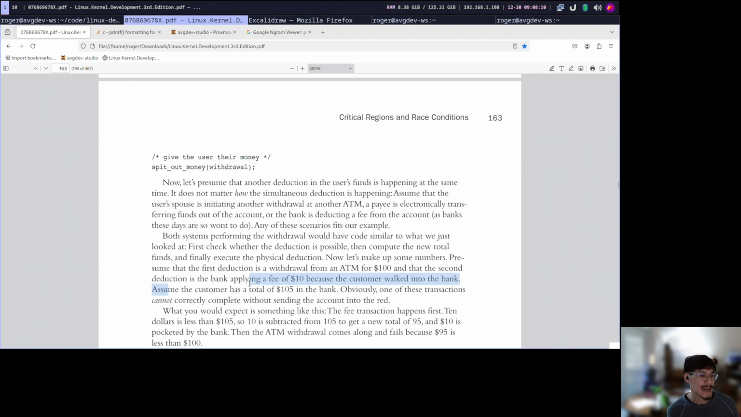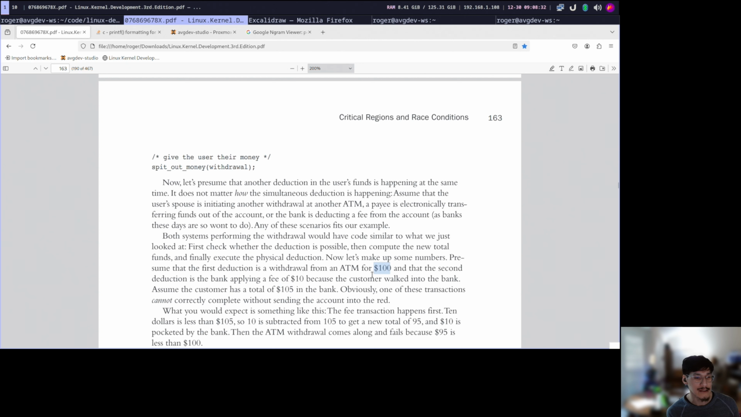Assume the customer has a total of $105 in the bank initially. Obviously, one of the transactions cannot correctly complete without sending the account into the red. So I'm just going to use myself. I have $105 in the bank right now, and I want to withdraw 100, right?